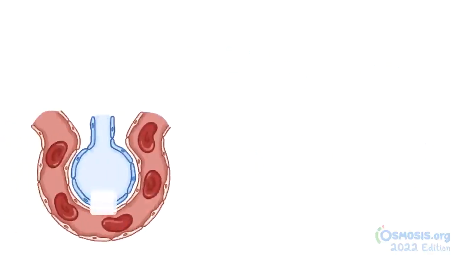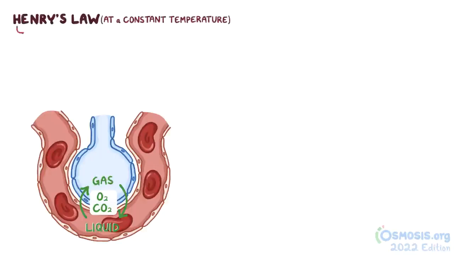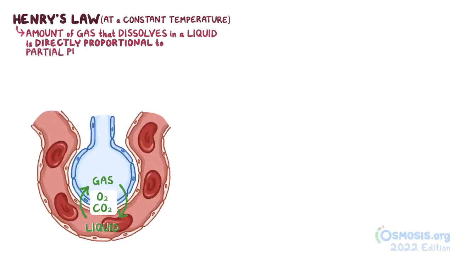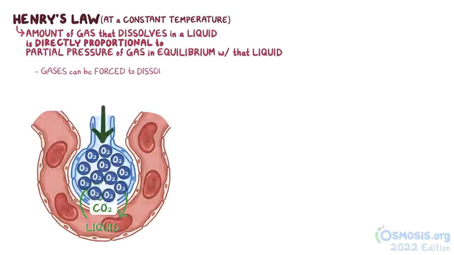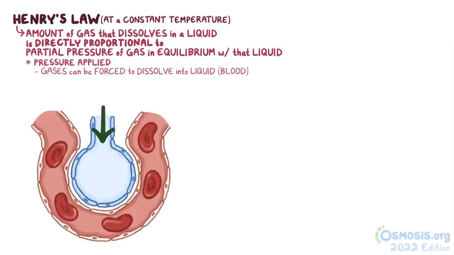Now, within the lungs, oxygen and carbon dioxide diffuse between the air in the alveoli and the blood, that is, between a gas and a liquid. This movement is governed by Henry's law, which states that at a constant temperature, the amount of gas that dissolves in a liquid is directly proportional to the partial pressure of that gas in equilibrium with that liquid. Basically, according to this law, gases can be forced to dissolve into a liquid, let's say blood, if there is enough pressure applied and a controlled volume. It also says that once the pressure is released, gases can come out of solution.